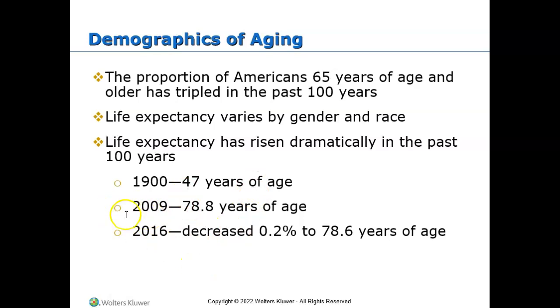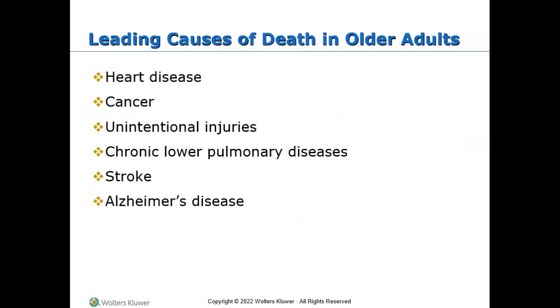But as of 2009, it was 78.8 years. And it went down in 2016 a bit. I can't tell you what it is now. I know it went down a little bit more after COVID. But still, overall life expectancy is pretty high. And that's due to being able to medically manage complex comorbidities.